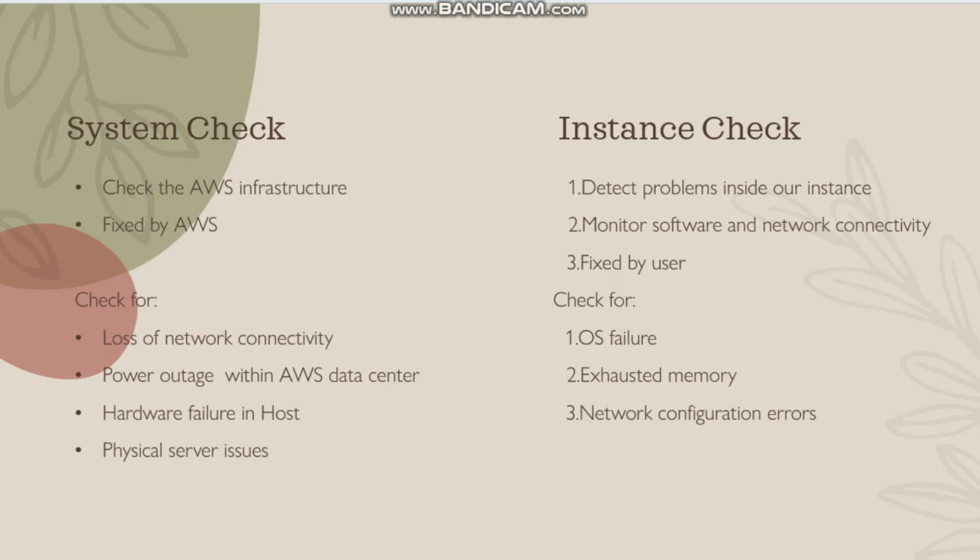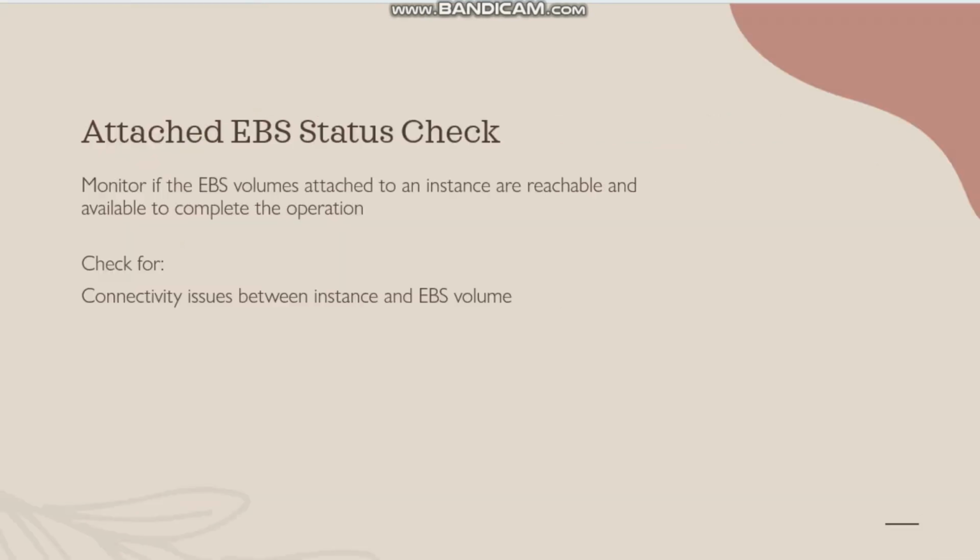Attached EBS status check. We can attach the EBS volume to the instance, like a pen drive connected to a laptop. Suppose the pen drive connection gets loose or the pen drive is removed from the laptop, then our laptop can't read the file from the pen drive. Likewise, if there is a connectivity issue between the instance and the attached EBS volume, the attached EBS status check will fail.